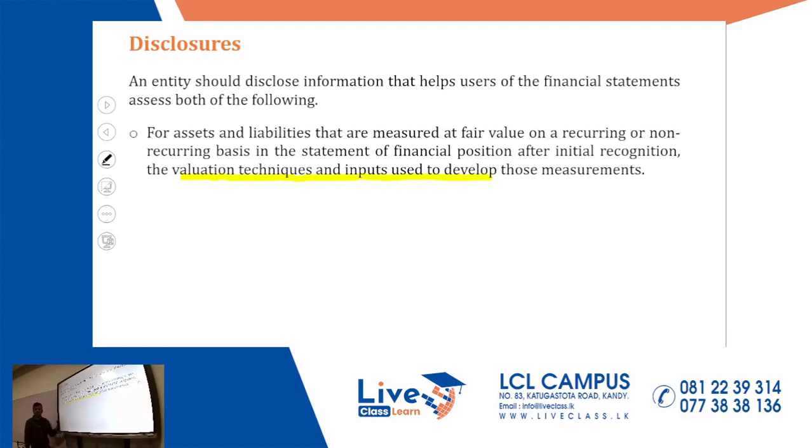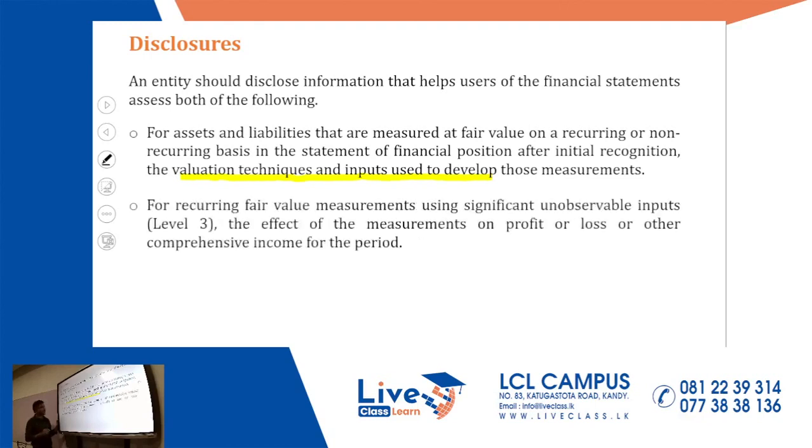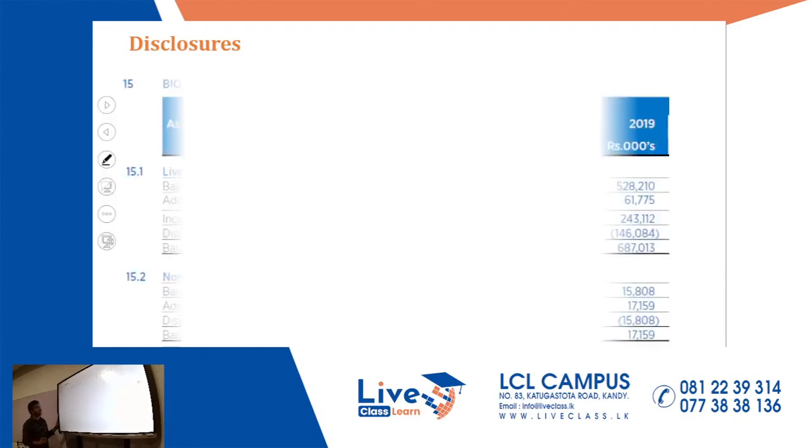What are the valuation techniques they used? Whether it is the market approach, whether it is the income approach, or whether it is the cost approach, and have we used level 1 data, level 2 data, or the level 3 data that you want to see. For recurring fair value measurement using significant unobservable data, that is level 3, the effects of measurement on the profit or loss and the other comprehensive income for the period. So you want to give that.